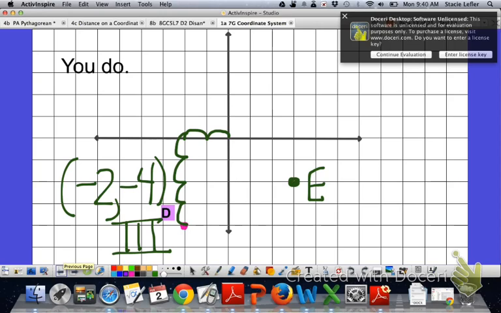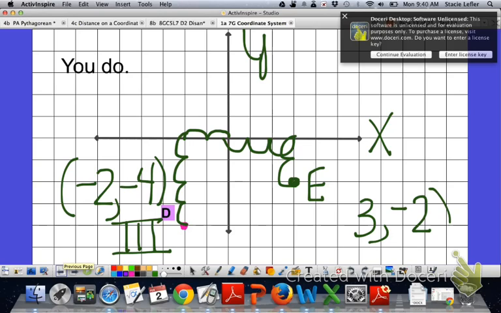For E, you're going to start at the origin, and this time on the x-axis first. You would go over 1, 2, 3 to the right, which is a positive 3, and 1, 2 down, which is a negative 2. This one is in the 4th quadrant.